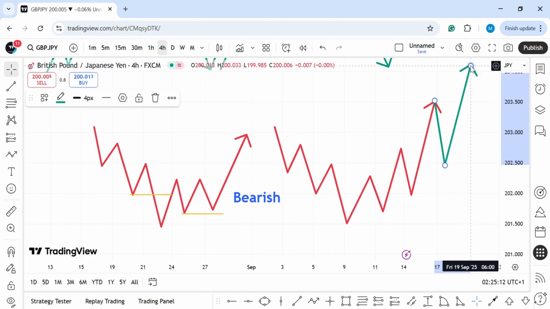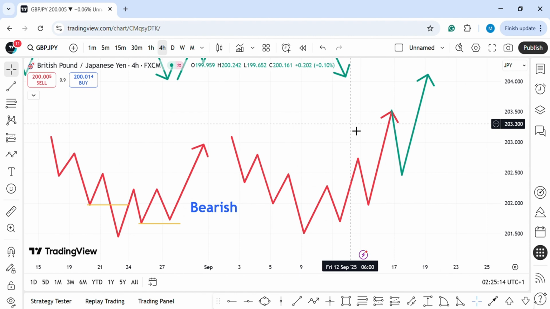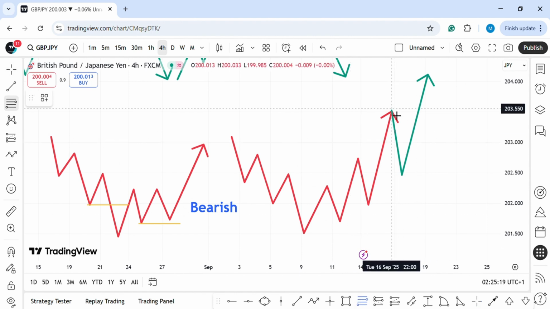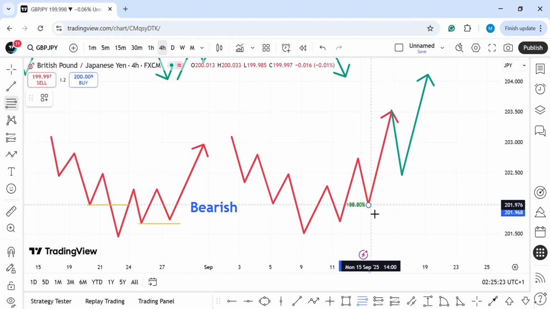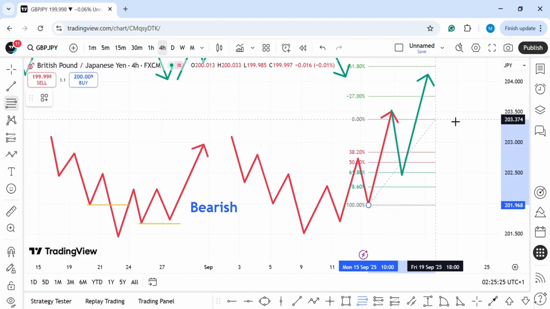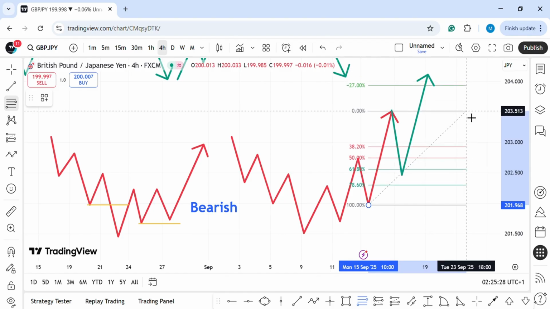Let me use the Fibonacci for you here and see how I build it. So put your Fibonacci here, from your current low to the current high. You see, this is how you draw your Fibonacci.